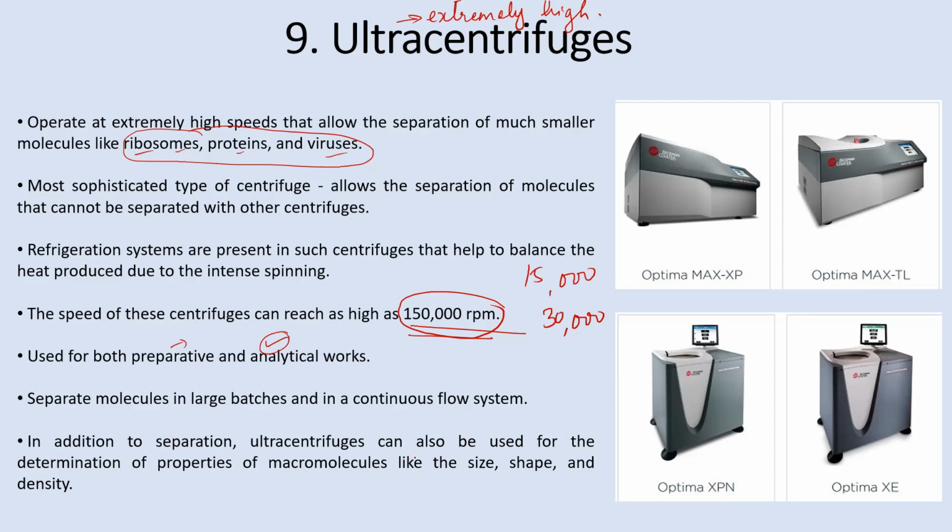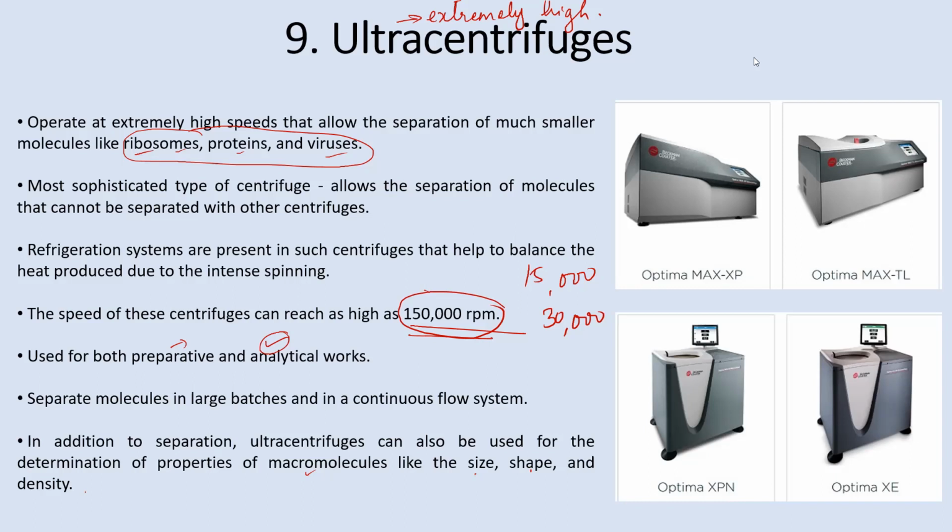In addition to separation, ultracentrifuges can also be used for the determination of properties of macromolecules like size, shape, and density. So you can study the biomolecule also. You can keep on varying the RPMs, and then at a particular RPM, if you get a good yield and a good resolution, that becomes a characteristic of that particular ribosome or protein or virus. Then you can specify that this particular virus was very well isolated at a better yield at this particular RPM. So you can do that kind of study on the molecule.